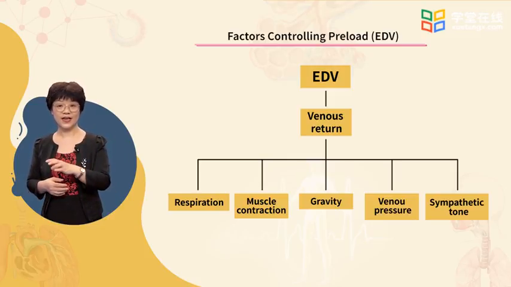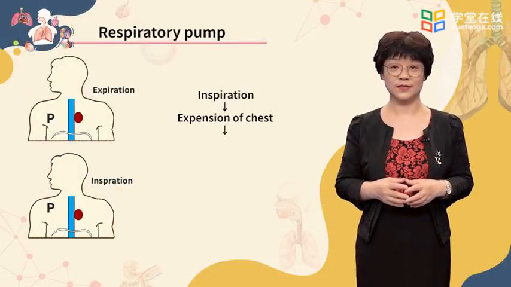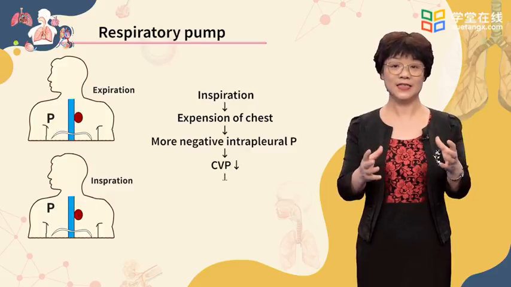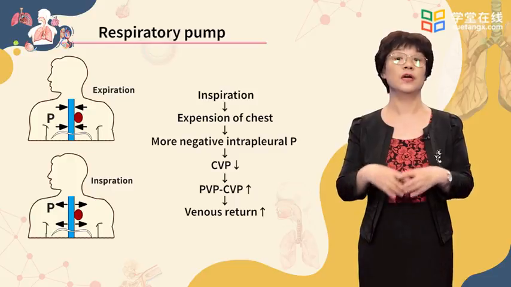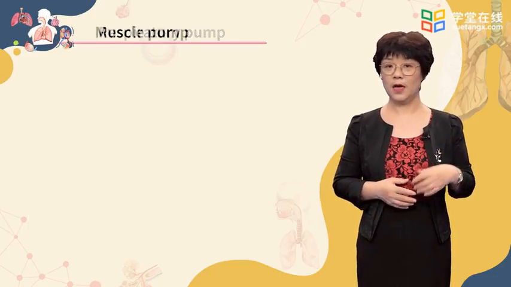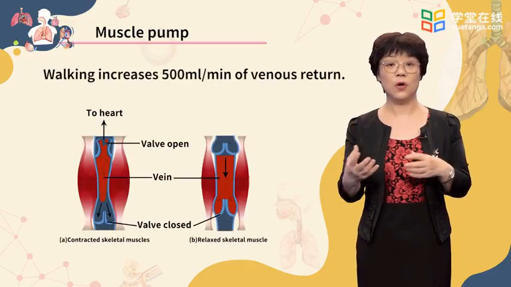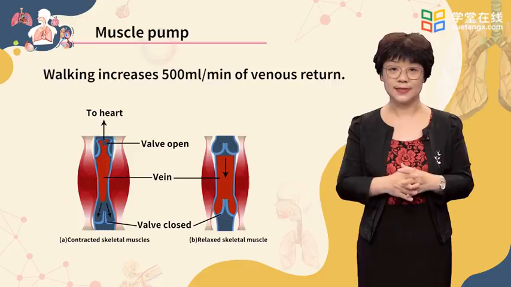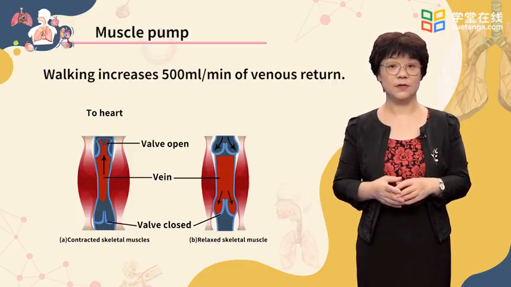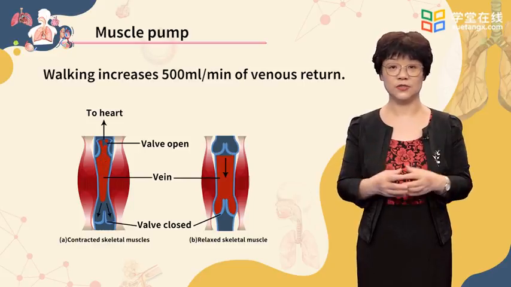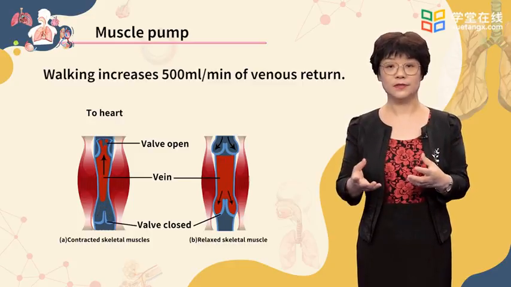Let's go through these factors quickly. Inspiration promotes venous return by creating more negative intrathoracic pressure. This is called respiratory pump. When skeletal muscle contracts, the veins running along the muscle are compressed and squeezed. The valve of the vein proximal to the contracting muscle is open, and blood is propelled towards the heart.